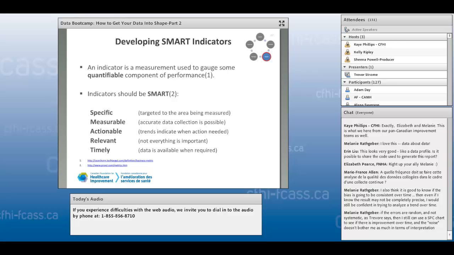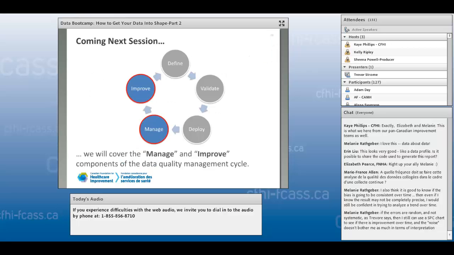decision makers. And so the bottom line, I guess, that I wanted everyone to take away from this particular slide is that so much about data quality, once again, actually is how we intend to use the data and report on it. So the next session, we're going to talk about the manage and improvement components of the data quality management cycle.